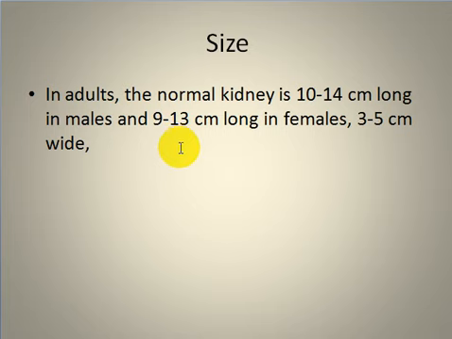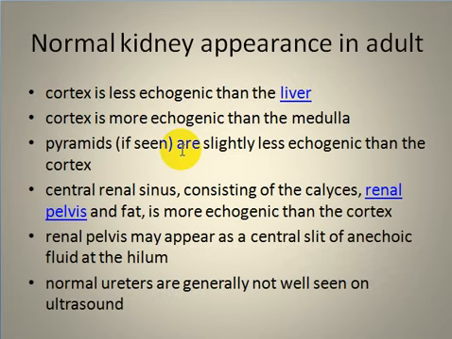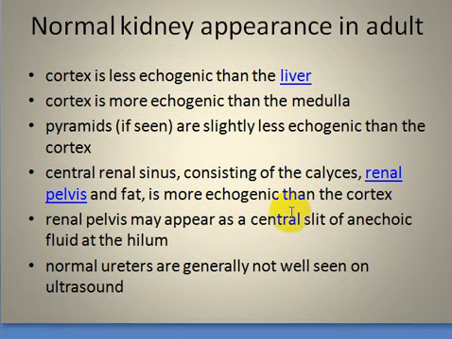Normally, the kidney is between 9 and 13 centimeter in length and 3 to 5 centimeter in width. Normal kidney cortex is less echogenic than the liver, and cortex is more echogenic than the medulla of the pyramids. Pyramids are less echogenic than the cortex, and central sinus consists of renal pelvis, fat, and blood vessels. Ureter: as we said, we cannot see the ureter unless it is dilated.